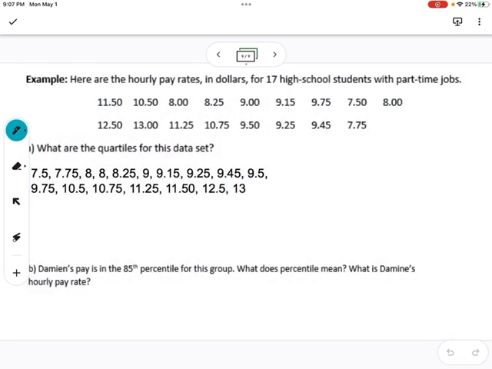Okay, so another example. Here are the hourly pay rates in dollars for 17 high school students with part-time jobs. Okay, so looking at this data set, the first thing you need to do is order it from lowest to highest. So I already have that done here below part A, which states what are the quartiles for this data set.